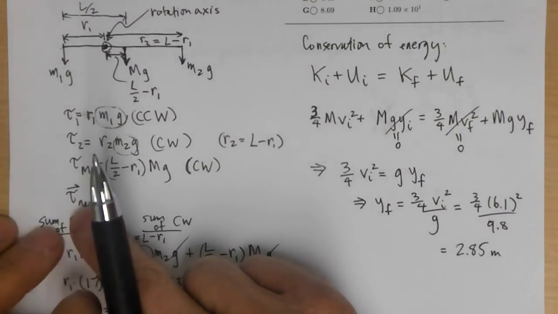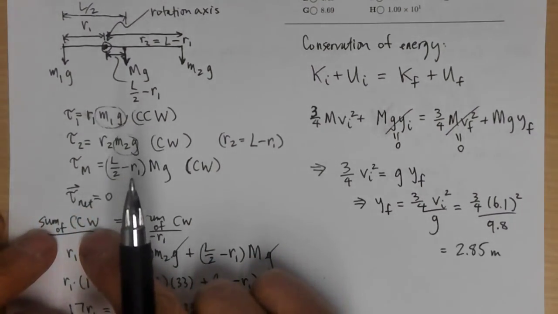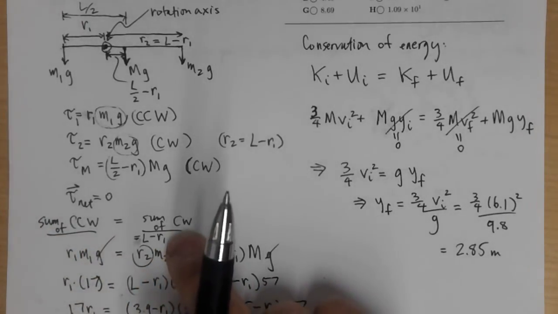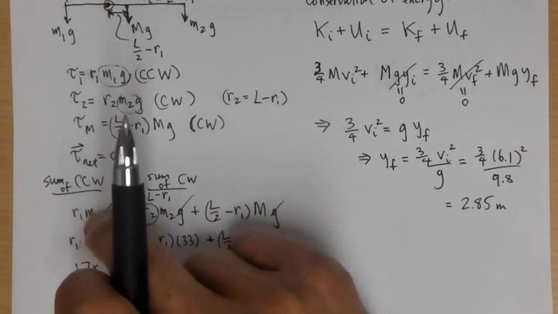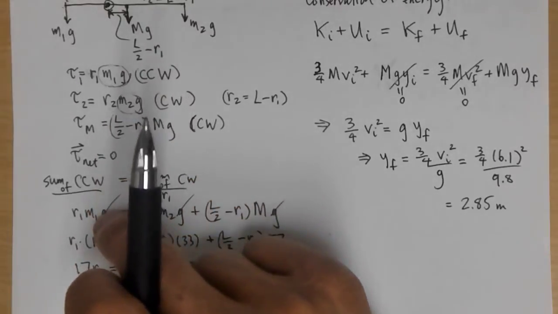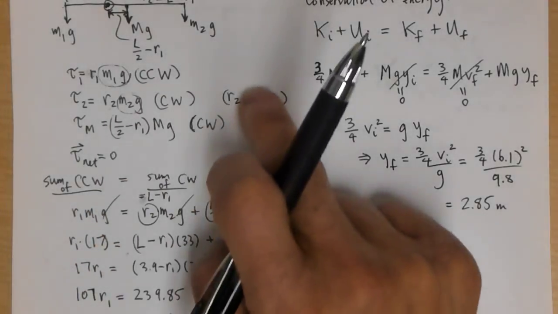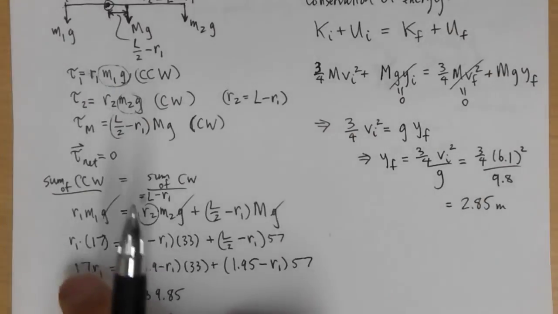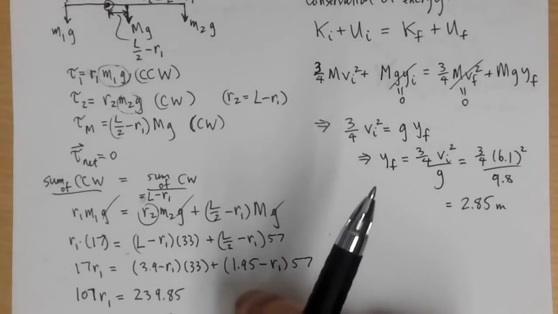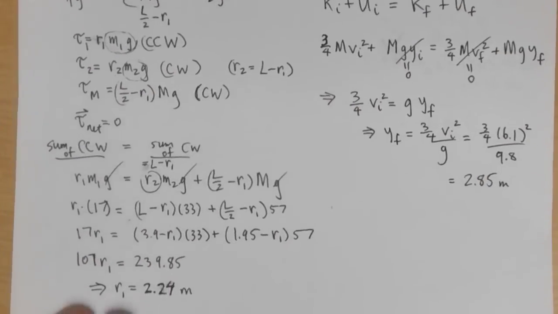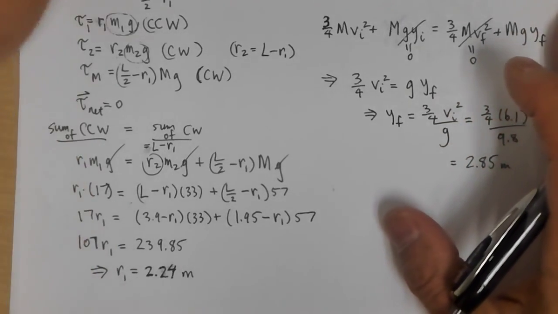Then the net torque must be 0, so the sum of the counterclockwise torques must equal the sum of the clockwise torques. Then you plug in everything that you know. The only thing you don't know is R1. We replace R2 by L minus R1. And so then we can solve for R1, and we get 2.24 meters.